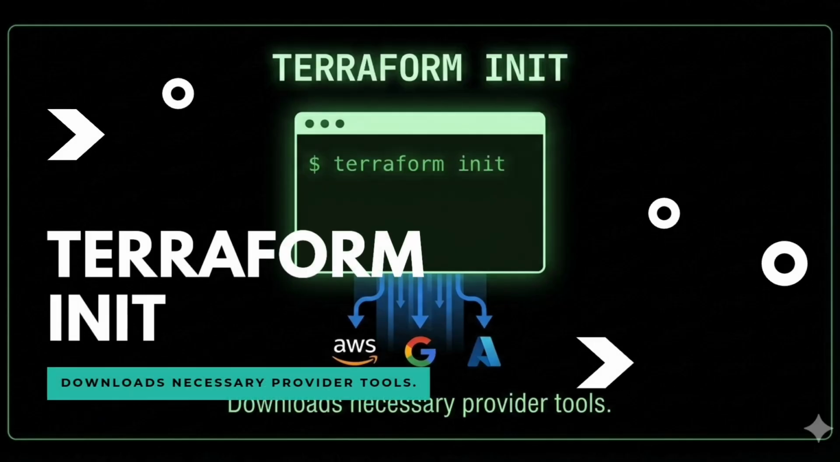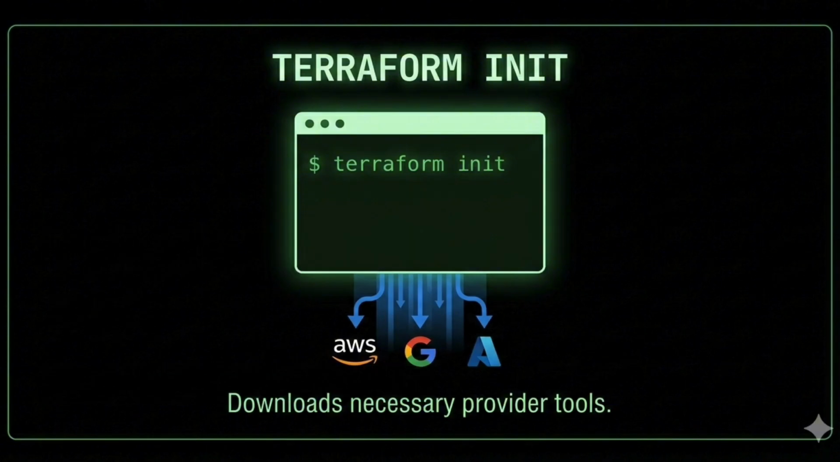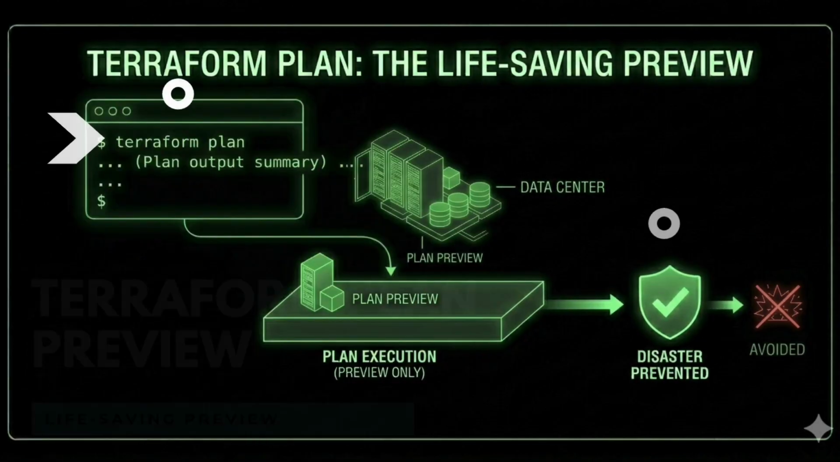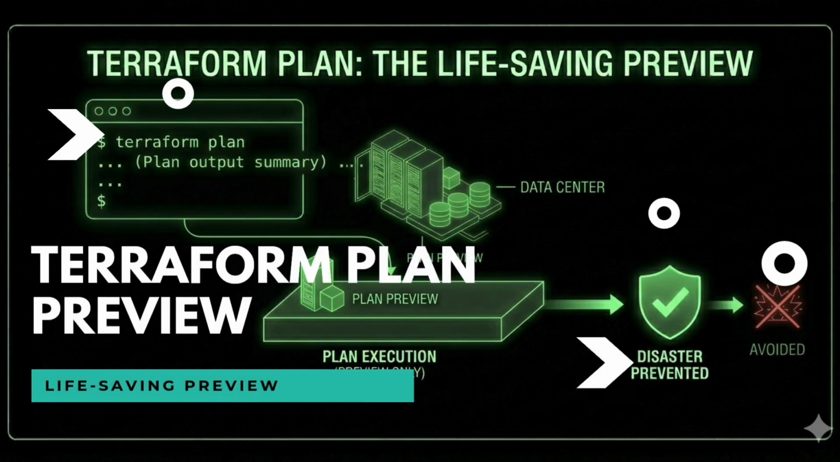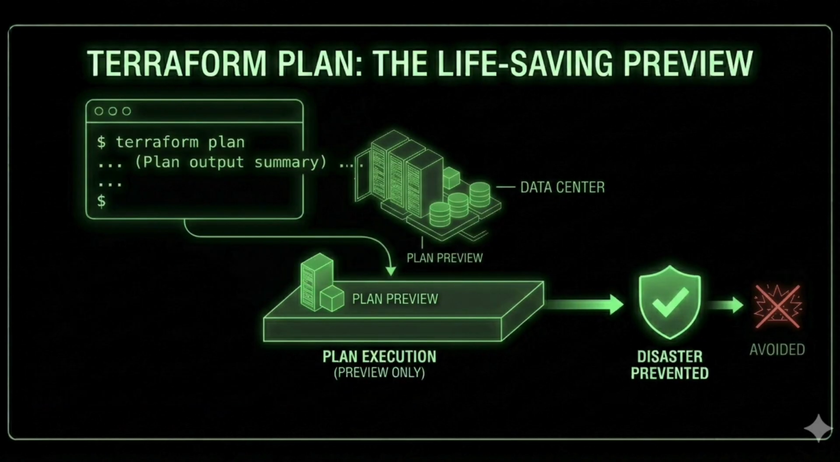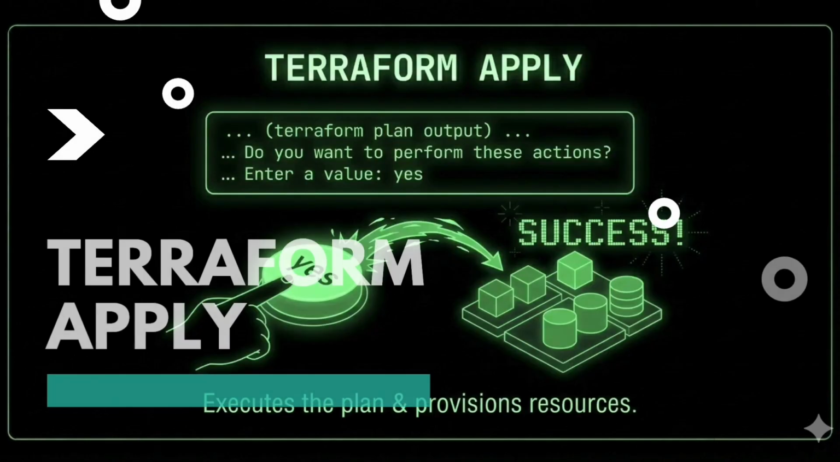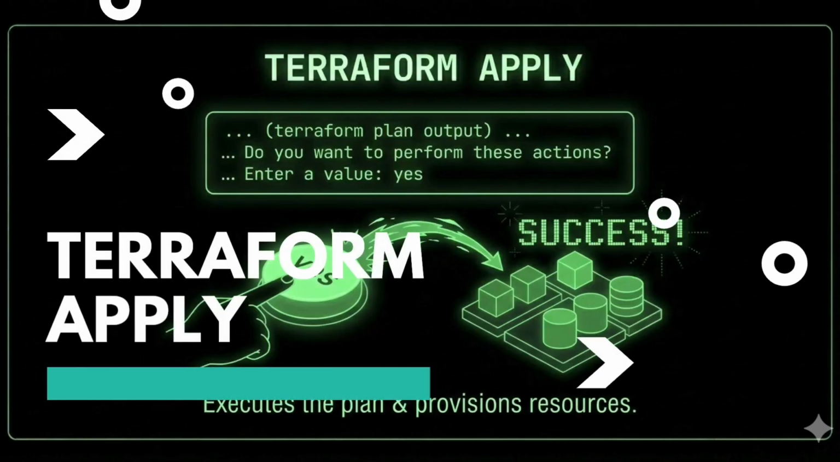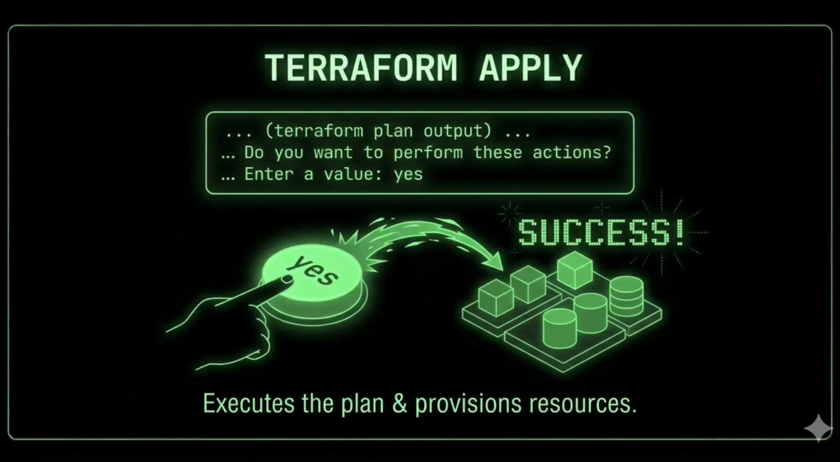First, Terraform Init. This downloads the tools for whatever cloud you're using, like AWS or Google Cloud. Second, Terraform Plan. This is a life-saving preview window. It shows you exactly what it is about to build before it touches anything, so you never accidentally cause a disaster. Finally, Terraform Apply. You hit Enter and boom, your entire data center spawns in the cloud in under a minute.